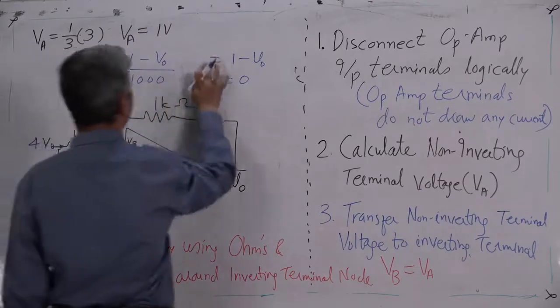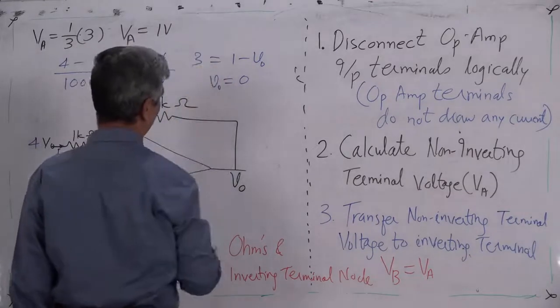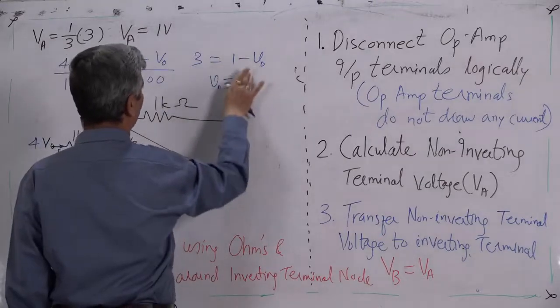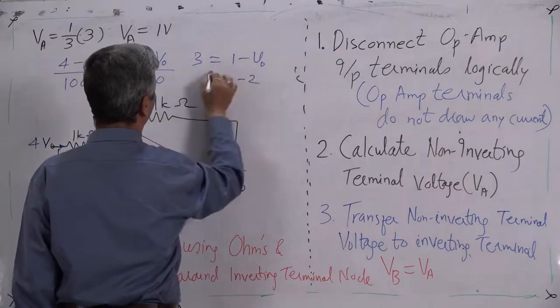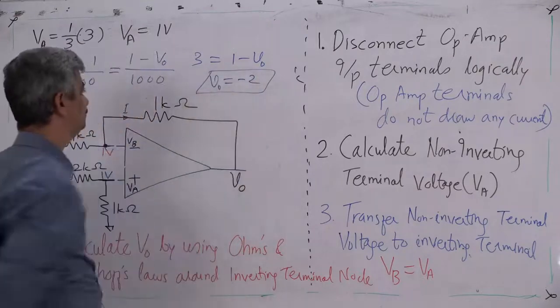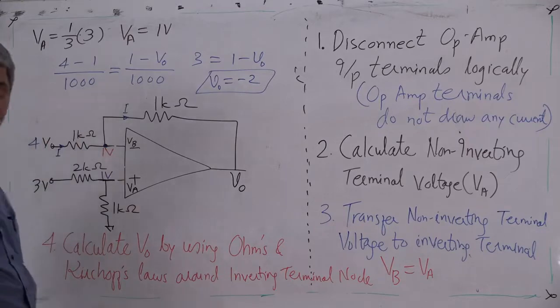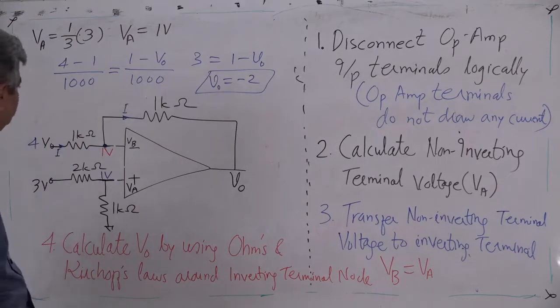So this will be 3. 3 is equal to 1 minus VO. So VO comes on this side, 3 goes on this side. VO would be minus 2 volts. VO will be minus 2 volts. I hope it is quite clear.